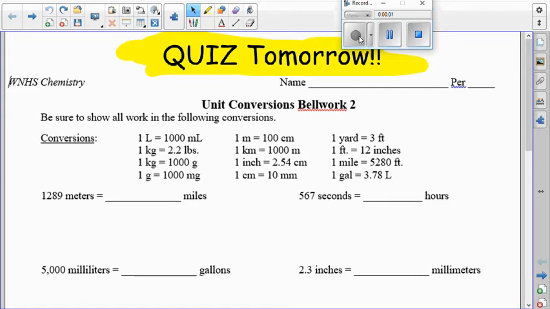So, you got a quiz tomorrow. You will never guess what that quiz is going to look like. That bell work right in front of you. Yep. So this bell work right here is what your quiz will look like.